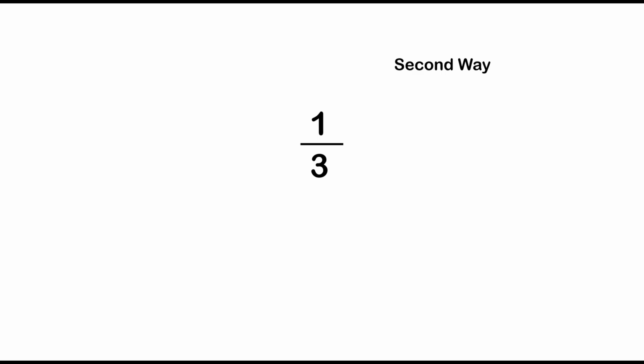Here we have 1 at the top and 3 at the bottom. We read out the top number as it is, then we say upon for the fraction bar, and we finish with the bottom number as it is. Thus it sounds like 1 upon 3. In some countries, people also pronounce the fraction bar as over, like 1 over 3. But in India, mostly you will come across people saying 1 upon 3.